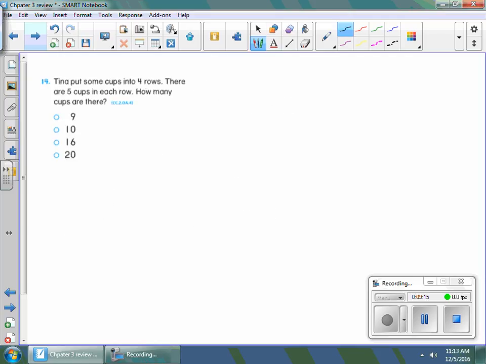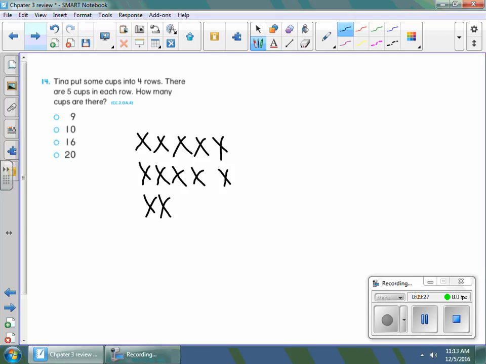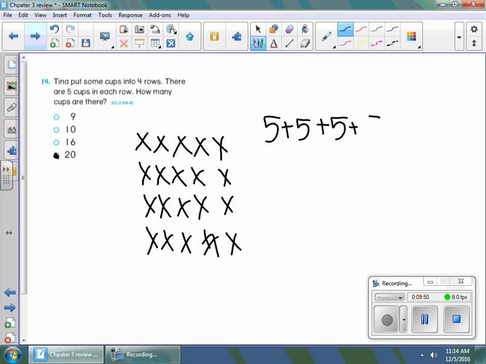Tina put some cups into 4 rows. There are 5 cups in each row. Here's one row. Here's the second row. Here's the third row. Here's the fourth row. Whoops. How many cups are there? Jack? 20 is correct. Okay, it's the same thing to do 5 plus 5 plus 5 plus 5.